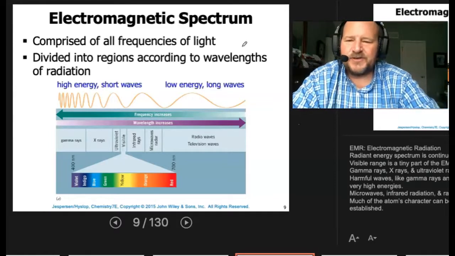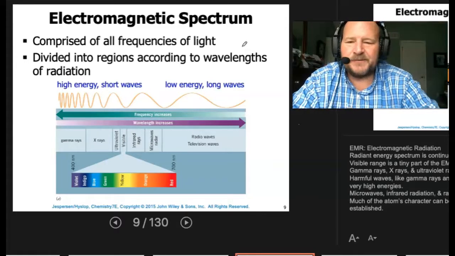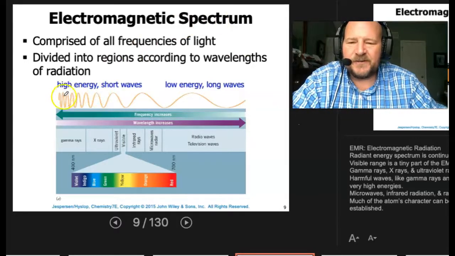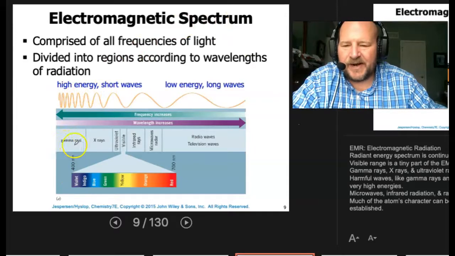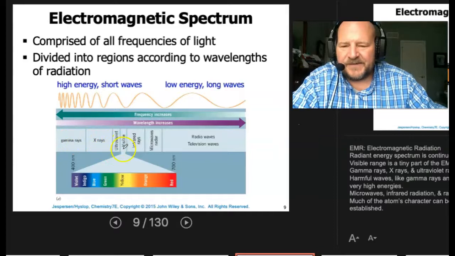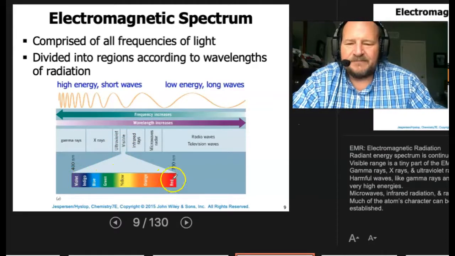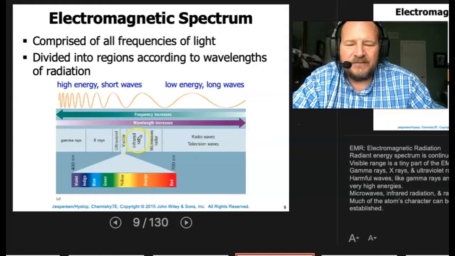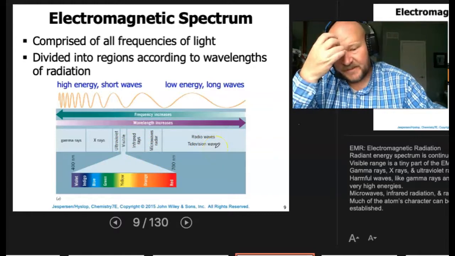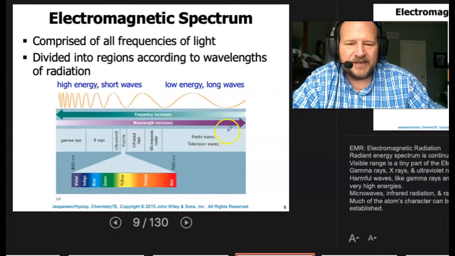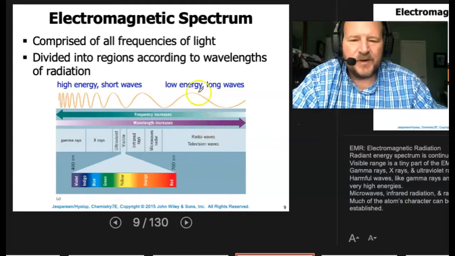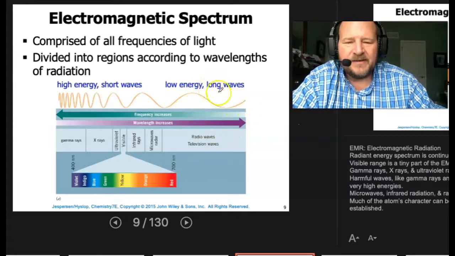However, I do want you to know the regions that it's broken into. So over here, when we start with high energy, short wavelengths, you can see we have gamma rays, then we turn into X-rays, then it goes ultraviolet, then visible, so that's that little tiny bit that we can see. You also need to know that the blue light is higher in energy than the red light. Okay? Then we have our infrared, then microwaves, and then finally radio waves and television waves. Okay? So our cell phones are operating down here, which makes sense. We want those to be low energy, right? So they're going to be real long wavelengths with low energy.